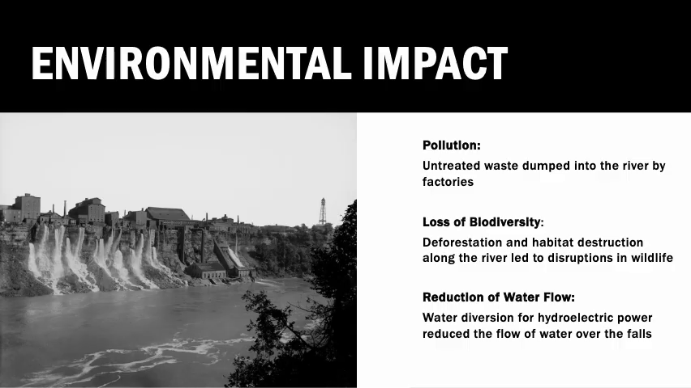Factories along the river discharged untreated industrial waste into the water, leading to significant pollution. By the mid-20th century, the river became a dumping ground for chemicals, threatening aquatic ecosystems and public health. Deforestation and habitat destruction along the riverbanks disrupted local wildlife, contributing to a decline in species that had thrived in the area before. Extensive water diversion for hydroelectric power reduced the flow of water over the falls, which diminished its visual and natural appeal. By the 1950s, efforts to balance industrial use with tourism began through international agreements like the Niagara Treaty.